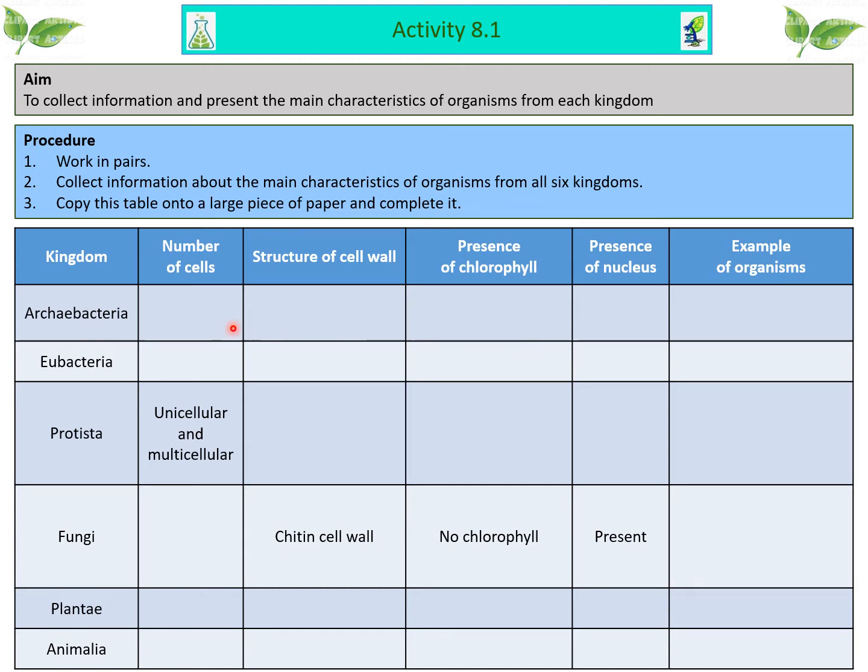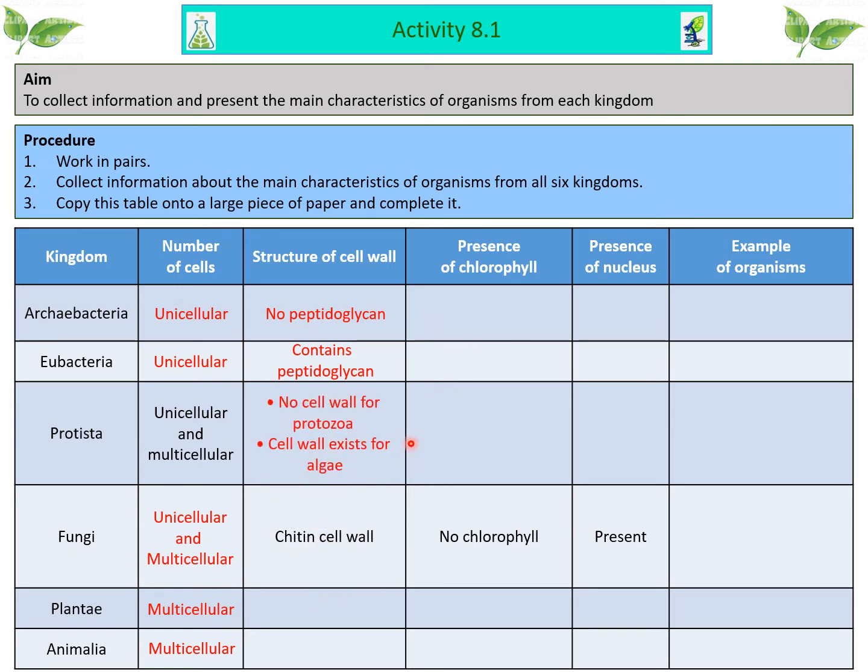Okay, Archaebacteria, number of cells is unicellular. Eubacteria also unicellular. Protista can be unicellular and multicellular. Fungi is also unicellular and multicellular. Plantae is multicellular. Animalia is also multicellular. Okay, structure of cell wall: Archaebacteria has no peptidoglycans. Eubacteria contains peptidoglycans.